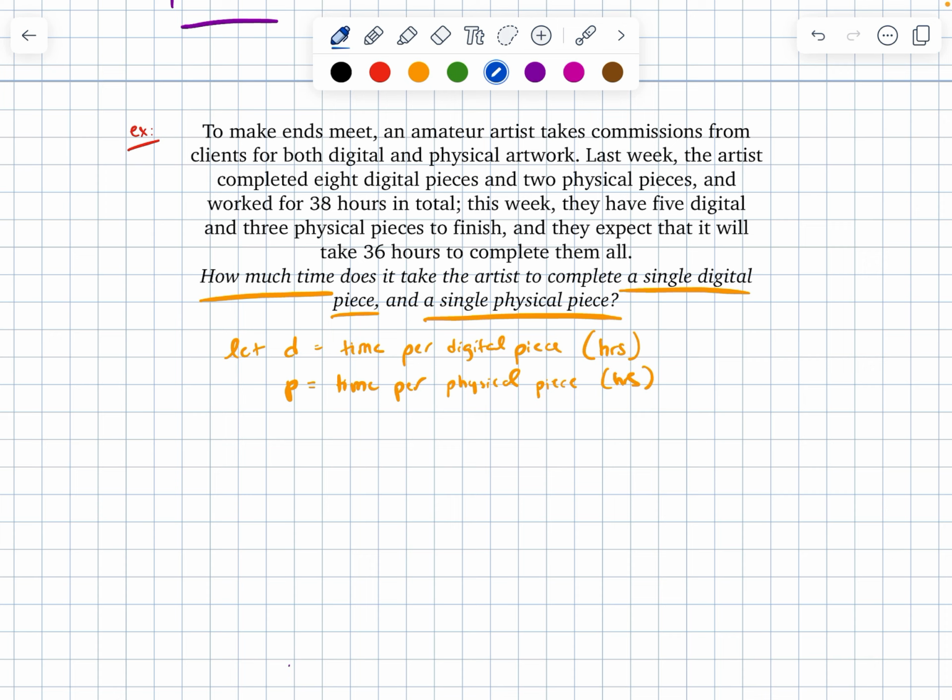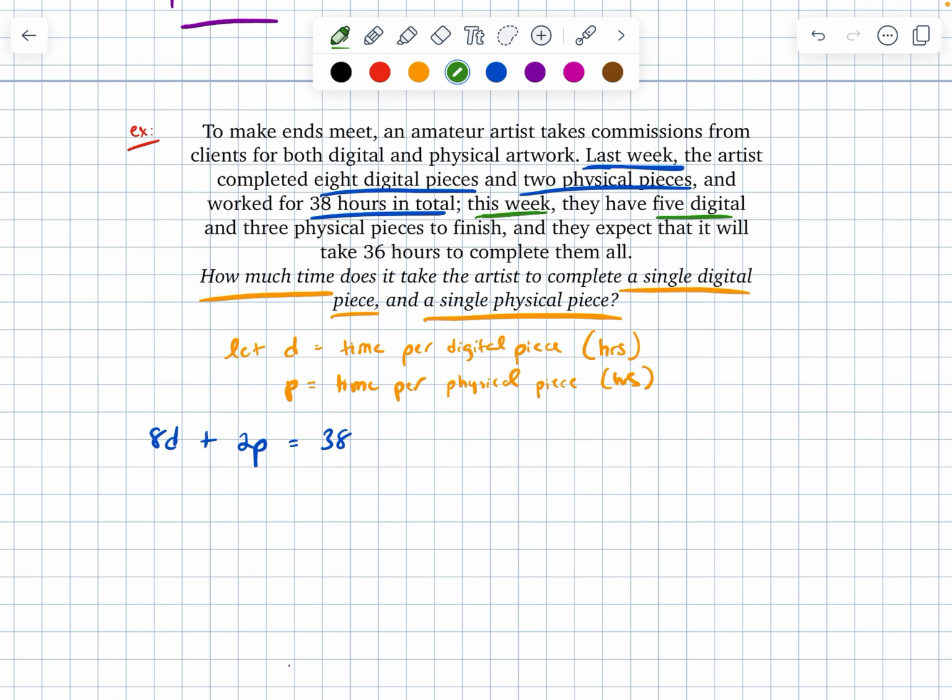Cool. From here, I need to build my system. My 2 equations are probably going to come from last week's information and this week's information. So let's start with last week. Last week, I've got 8 digital pieces and 2 physical pieces, 38 hours of work in total. If I take the 8 digital pieces and multiply by the time spent per digital piece, 8D should give me the total amount of time spent on digital. And by the same logic, I'm going to add 2 times P, that should give me the amount of time on my physical pieces. Totaling that up gets me to 38.